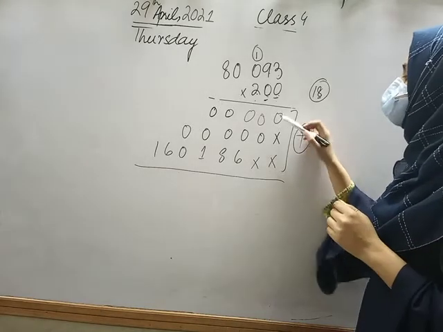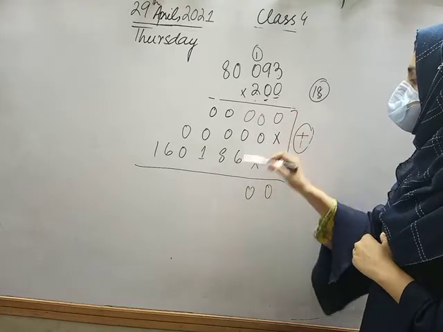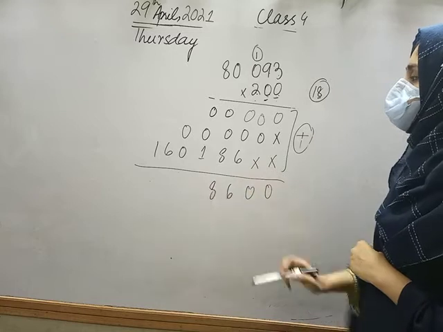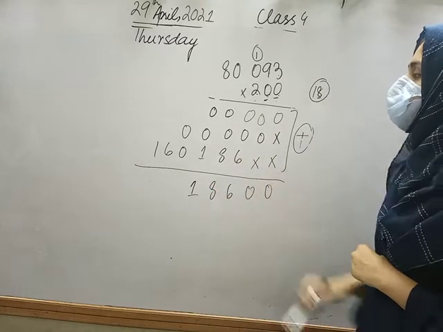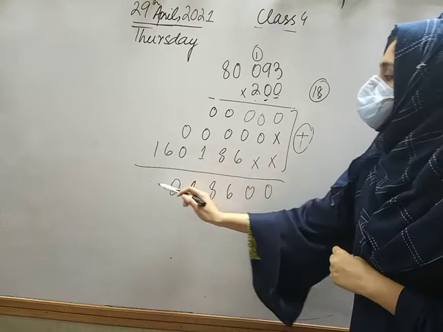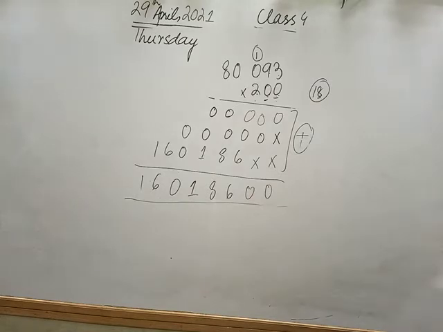So from the right side we have 0, 0, 0, 0, 6. So 0 plus 6 is 6. 0 plus 8 is 8. 0 plus 1 is 1. 0. 6 as it is and 1 as it is. Okay class, so this is how we can multiply a 5-digit number with a 3-digit number.